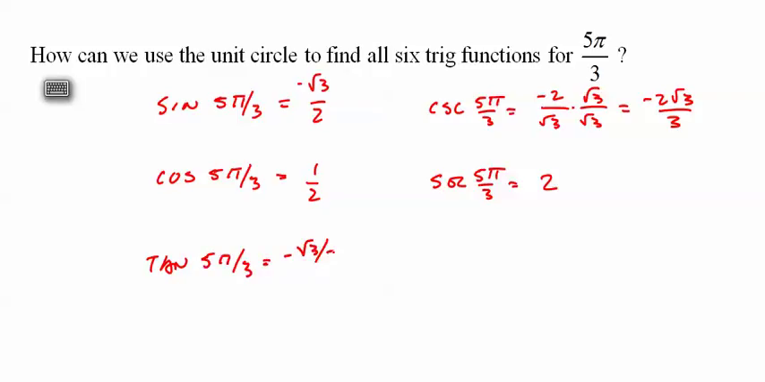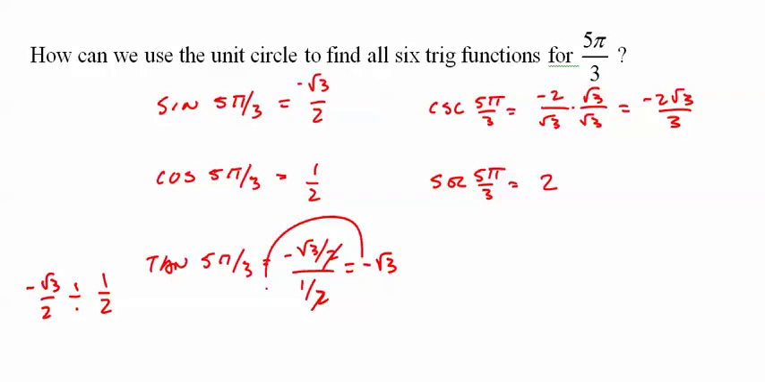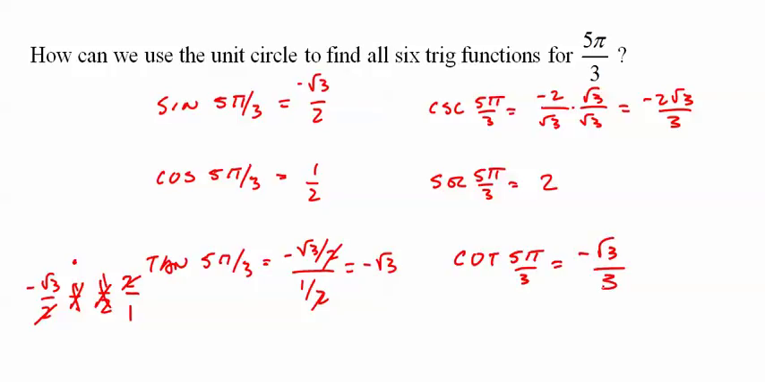Tangent is sine over cosine, which is y over x. Negative root 3 over 2 over 1/2. You need to know that these two cancel and you get negative root 3. If you don't remember your 7th grade algebra, just don't forget negative root 3 over 2 divided by 1/2 is what this says. And to solve that, we change this to times and we flip this over. They cancel and you're left with negative root 3. Make sure you know that. Boy, does it cause problems when people cannot handle fractions. Cotangent after the rationalizing is negative root 3 over 3.